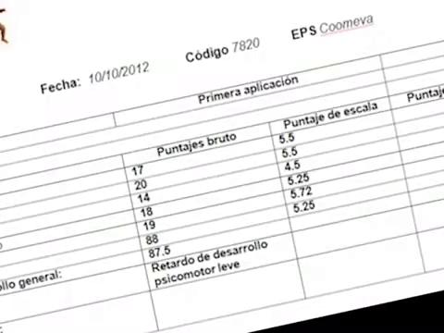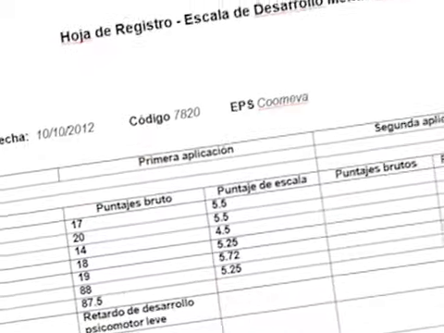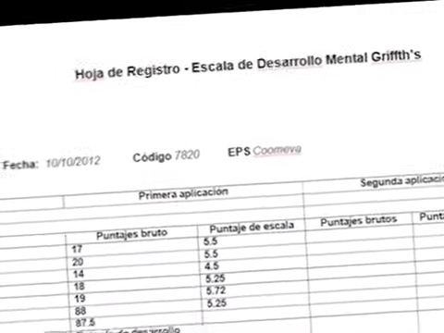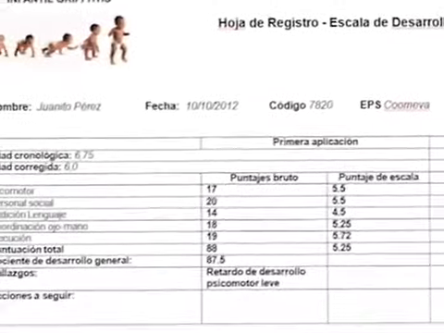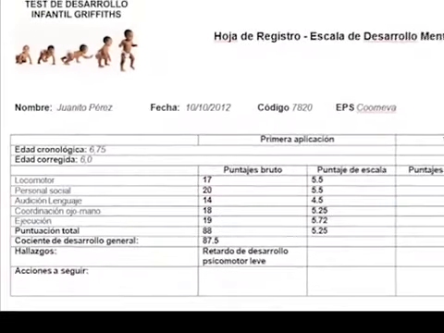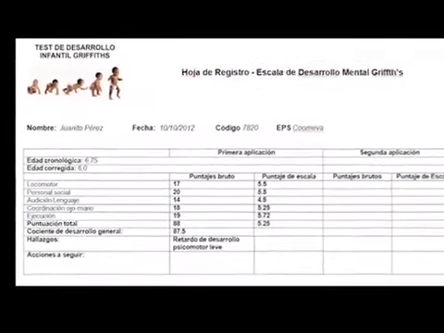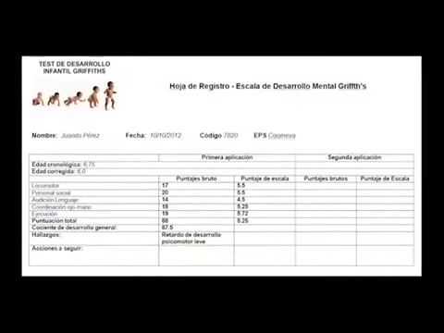All the scores are recorded and the identification information of the child is registered on the sheet of consolidated records. In addition, the results found in the evaluation are annotated in the clinical history of the child, as well as the actions suggested and/or taken and the moment of the next control.